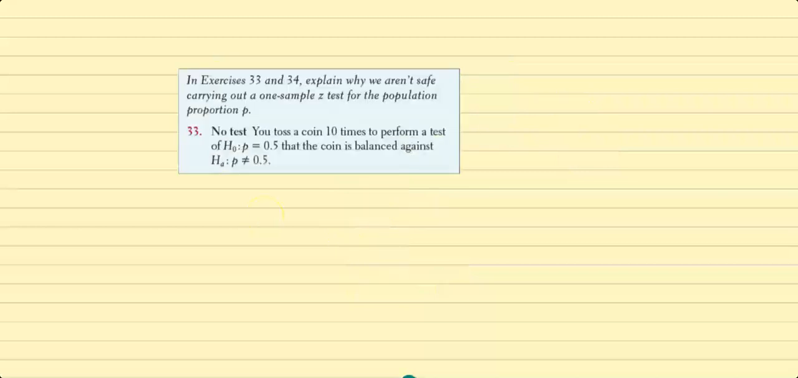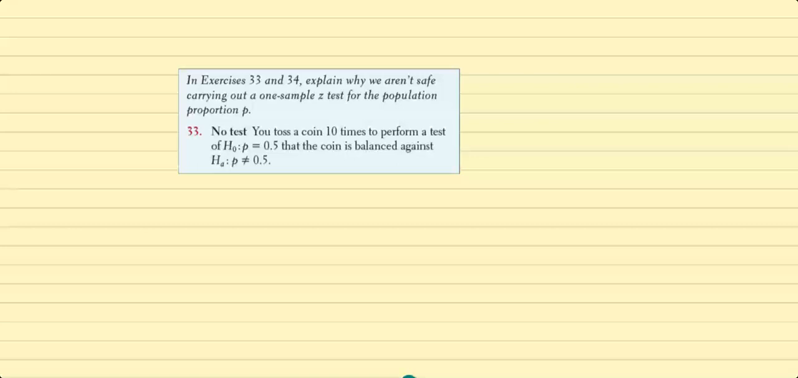Let's take a look at exercise 33. And this one we're going to look at figuring out what the reason is that we can't carry out this one-sample z-test. So one or more of the conditions will not be met.